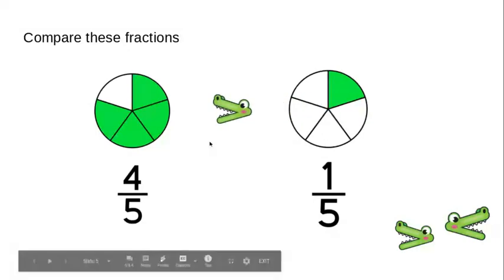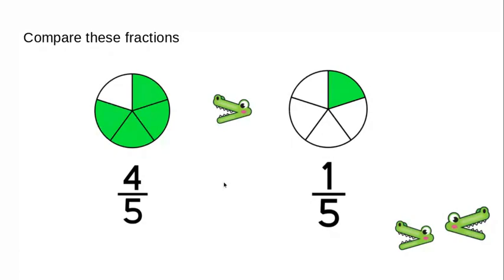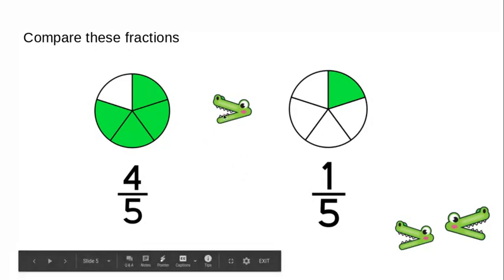Okay, so this would read, because see how the alligator's mouth is going towards the bigger one, right, the larger one? So 4/5 is greater than 1/5, because you want to always think that the alligator is always hungry. So his mouth is always going to be open to the larger one, okay?